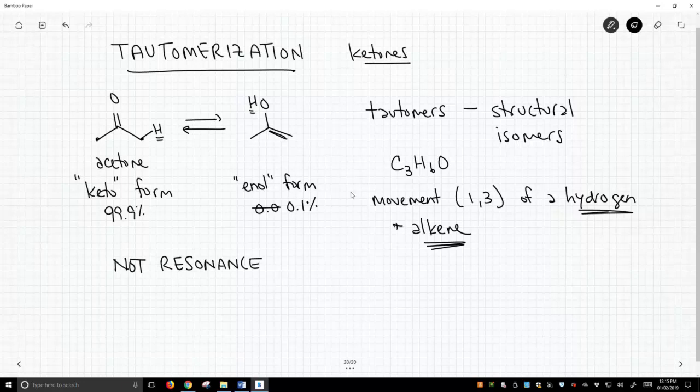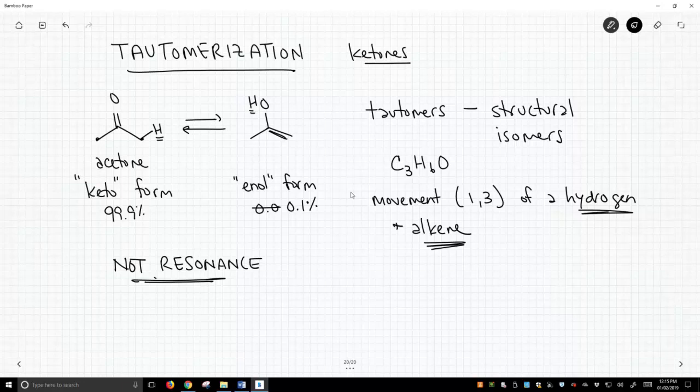Now, in resonance, we oftentimes do move pi bonds. However, in this case, we're not just moving the electrons in a pi bond, we're also moving the hydrogen. And the rule in resonance is you can't move nuclei. You're only moving electrons. So since we're moving this hydrogen atom, this is not resonance. Anytime you see pi bonds moving around, it's not always resonance. Make sure that nuclei are not moving as well.